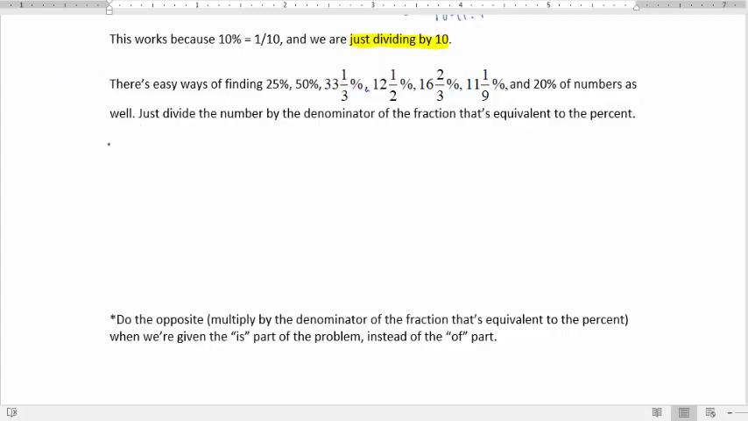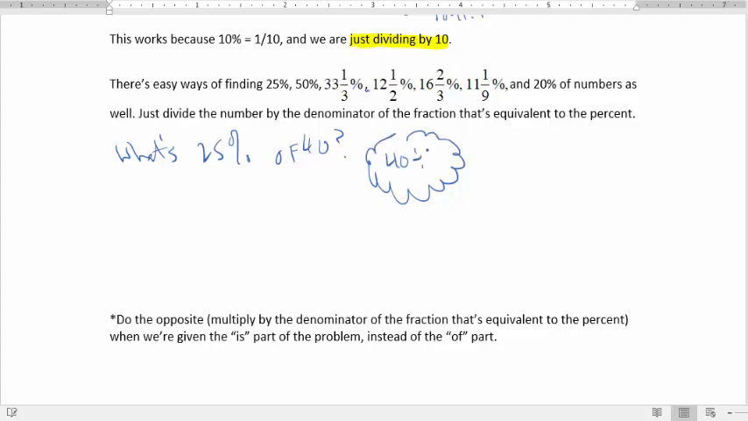So like if I said, what's 25% of 40, for example, right? What's 25% of 40? Well, we know that 25% is really 1/4. So what you're really thinking here to yourself is, all right, well, I'm really just doing 40 divided by 4. Why? Because 25% is really 1/4. So you're really dividing by 4. So 40 divided by 4, so you just get 10.